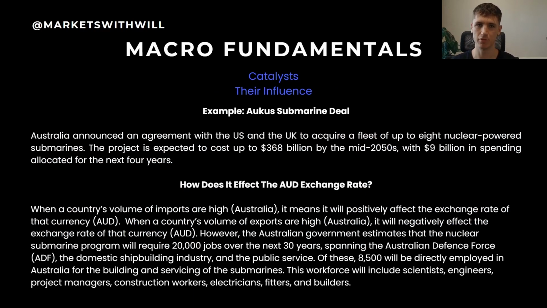So let's look at an example of this. The AUKUS submarine deal. This is actually not that long ago. It feels like a long time ago now, but it really wasn't. In Australia, we announced an agreement with the US and the UK to acquire a fleet of up to 8 nuclear powered submarines. You're probably going to remember this, but if you don't, we're talking about it now. The project is expected to cost up to $368 billion by the mid 2050s, with $9 billion in spending allocated for the next 4 years. Now, how does this affect the Australian dollar?